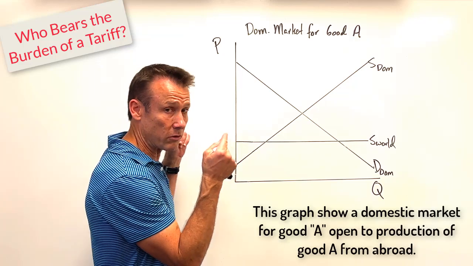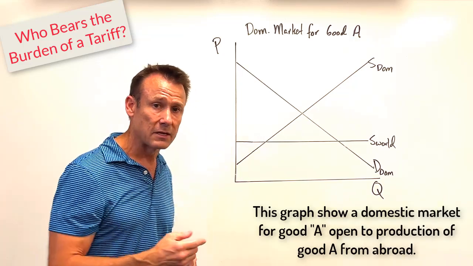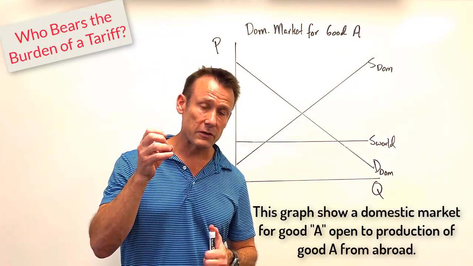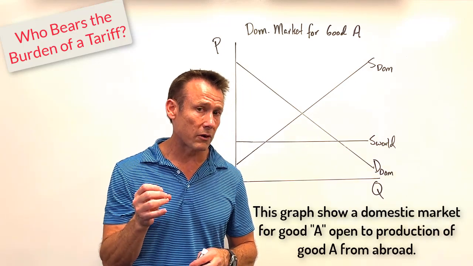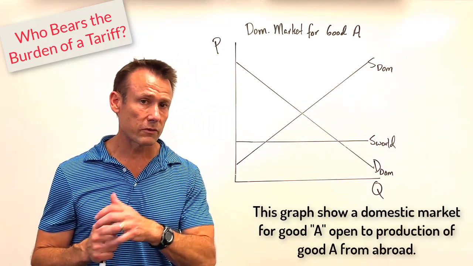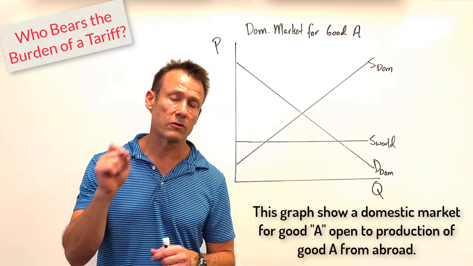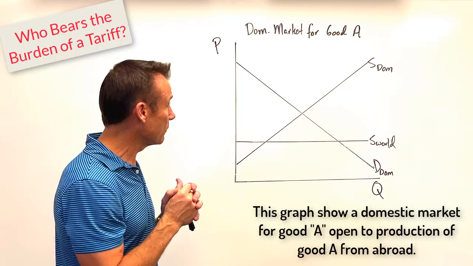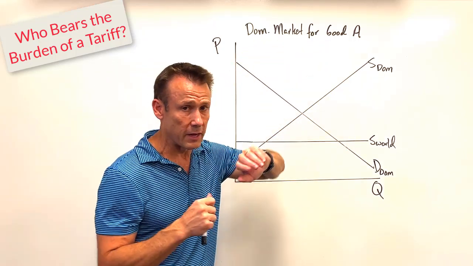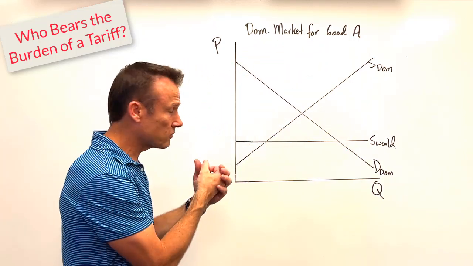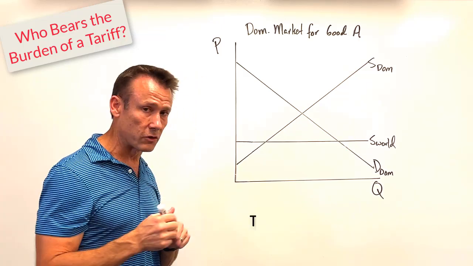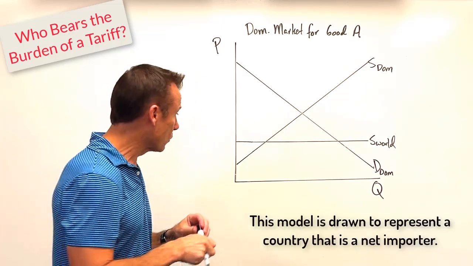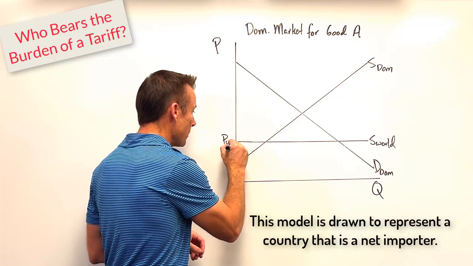It's because they learned this graph in a college class, but we're going to find out that there's a huge simplification in this model that gives us this erroneous conclusion that the full burden is going to fall on domestic consumers. So let's get quickly up to date with this model. We've got a domestic market for good A, and in this model, this country is a net importer of the good. Now I need to add something very quickly to this model, which is price world.